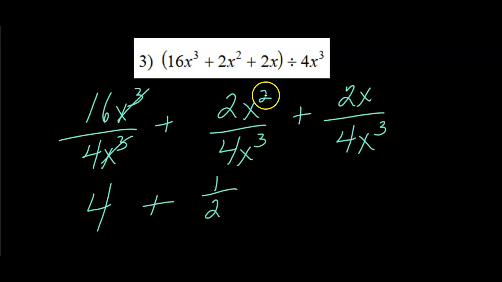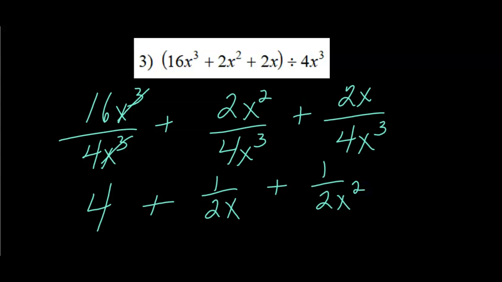And now looking here, 2 x's on top, 3 x's on bottom. So this is going to leave me with an x on the bottom. If I cancel off these 2 x's with 2 x's from the bottom, I'm left with 1 x on the bottom. Moving over to the last fraction, 2 over 4, again, is 1/2. X on the top, 3 x's on the bottom. That means I'm going to be left with 2 x's on the bottom.